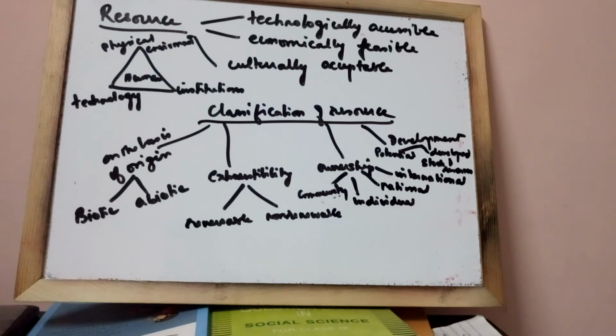The next one, on the basis of ownership. Individual: any person can own the resources. For example, we own a house, we own cultivable land or any land. So a single person is the owner of the resource. That is what an individual resource is.